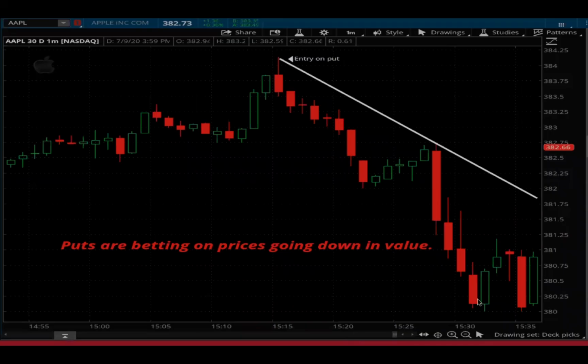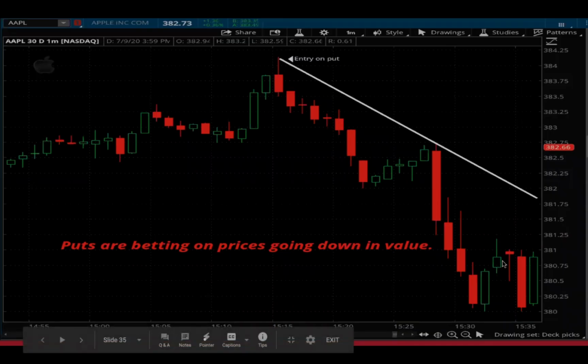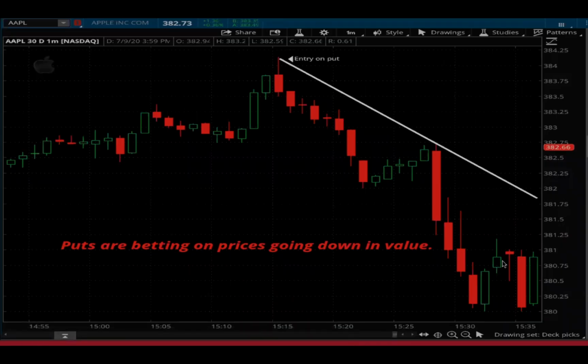So puts are just betting on the prices going down. Where does that money come from? Well, money and energy are kind of similar. You know, once it's created, it's neither created nor destroyed. It's just transferred from one entity to another.